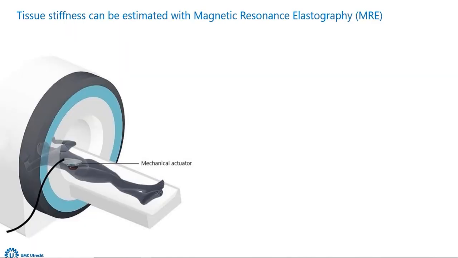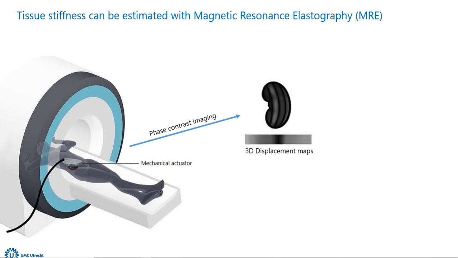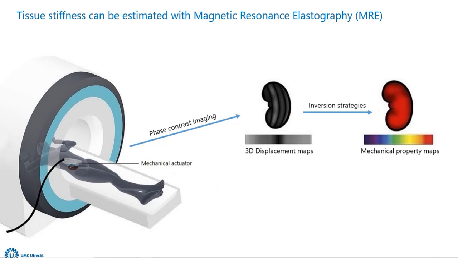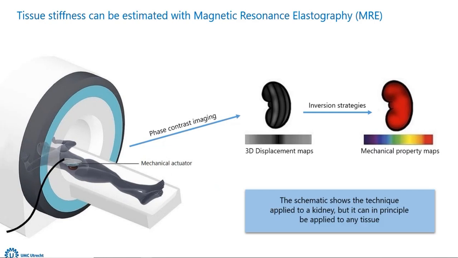And the way it works is that you put someone in a scanner and you vibrate the tissue of interest with a mechanical actuator, where you produce steady state harmonic mechanical waves. And you can image these displacements using phase contrast techniques, and you'll obtain these 3D displacement maps. And then you can, through different forms of inversions, recover the mechanical properties of the tissue, depending on which model you choose to use. Now, this schematic here shows the technique being applied to the kidney, but it can in principle, of course, be applied to any tissue.